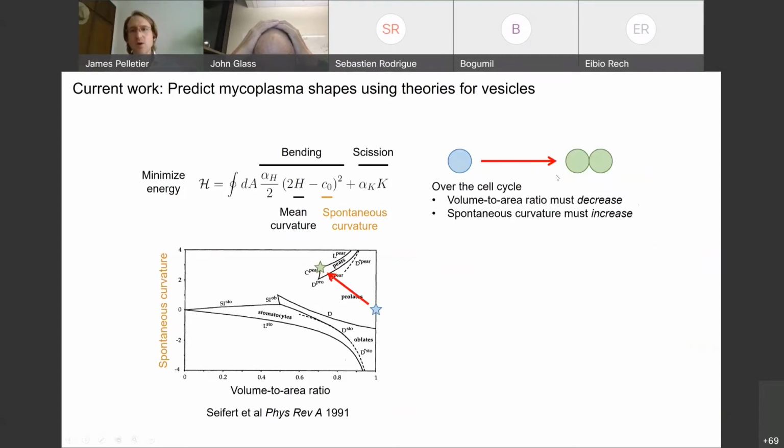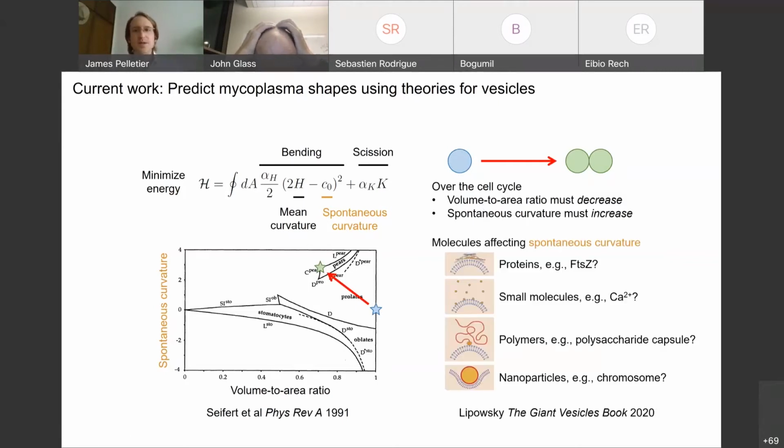Qualitatively, over the cell cycle, this star corresponds to a single spherical cell. This star corresponds to 2 spherical cells that are joined by a thin neck, which we could imagine is the shape of the cell just before division. And this arrow represents the transition of the cell as it grows and then eventually divides. So from this, we can claim that the volume to area ratio must decrease for the cell to divide, and the spontaneous curvature must increase over time.